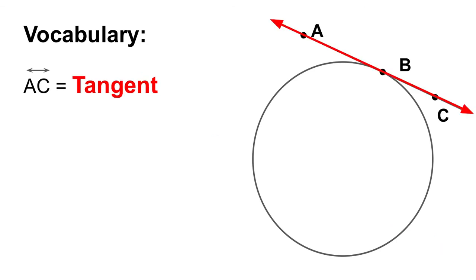Here's an example of a tangent. A tangent line touches a circle only in one point. So in this case, it's only touching the circle at point B.